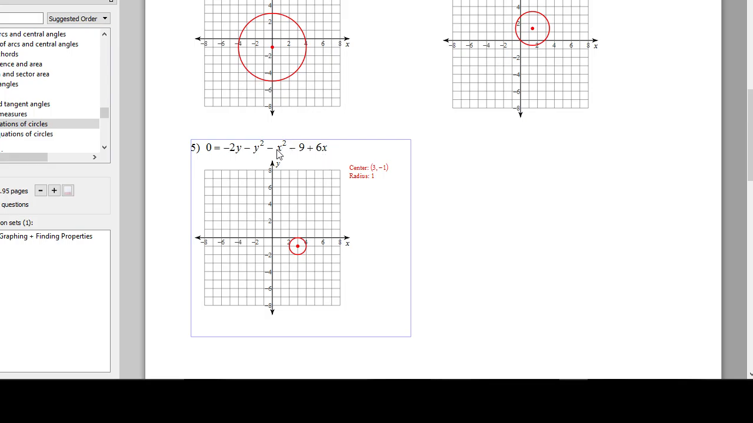I wish I could just copy and paste that in. Okay, negative 2y minus y squared minus x minus 9 plus 6x. Do you want me to just take a picture? Actually, you can just write it down there. Yeah, it's even better.